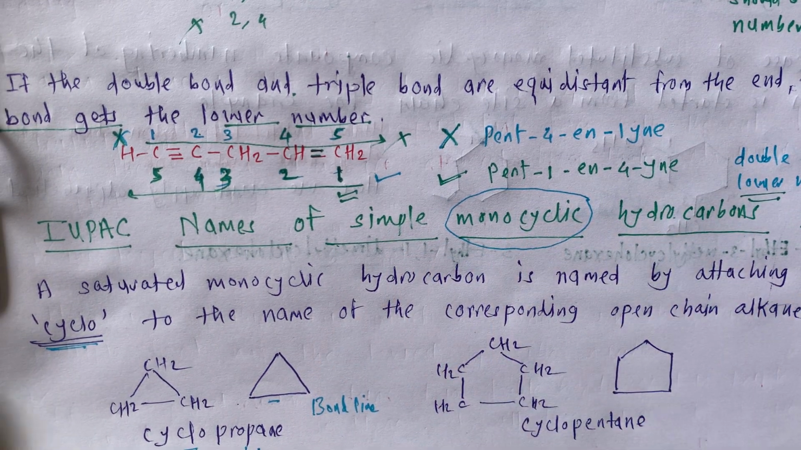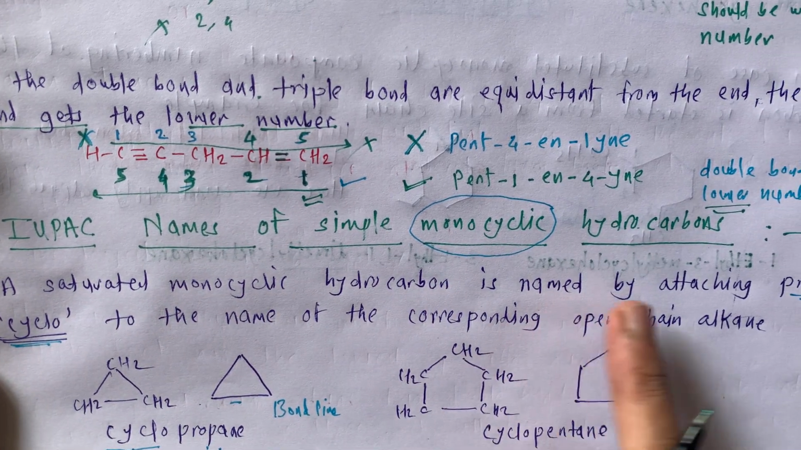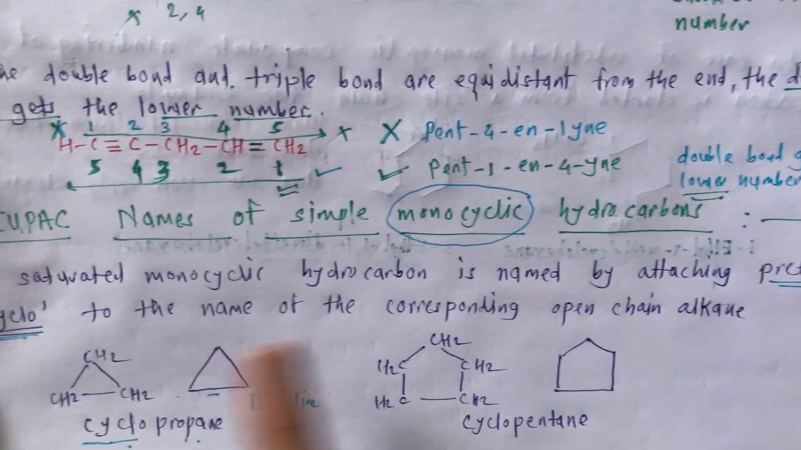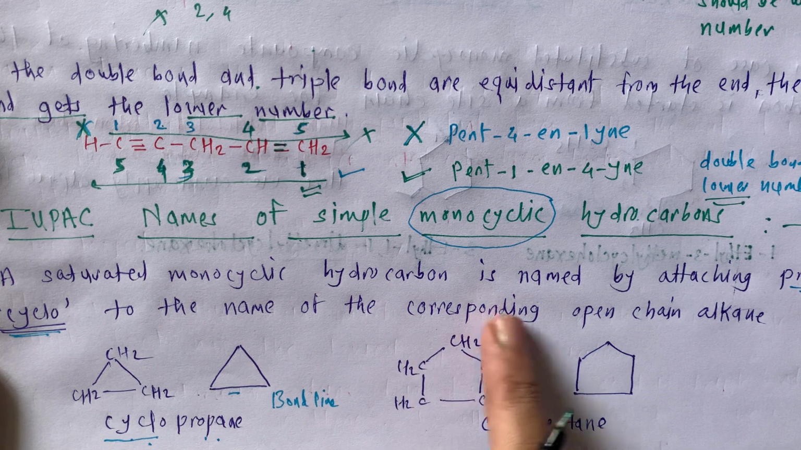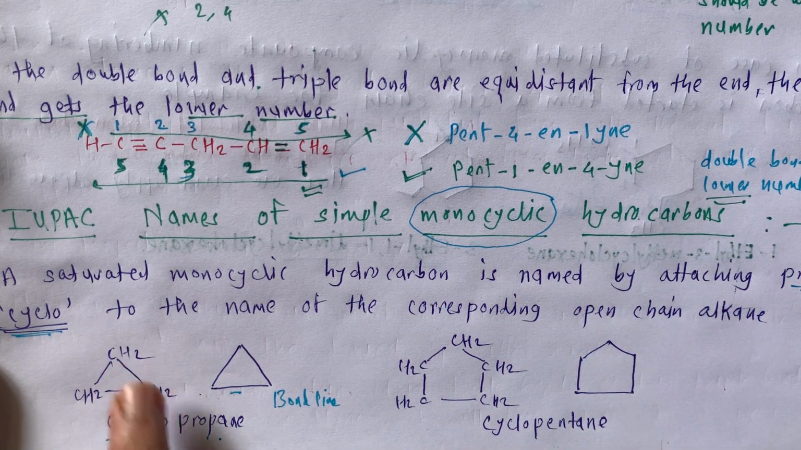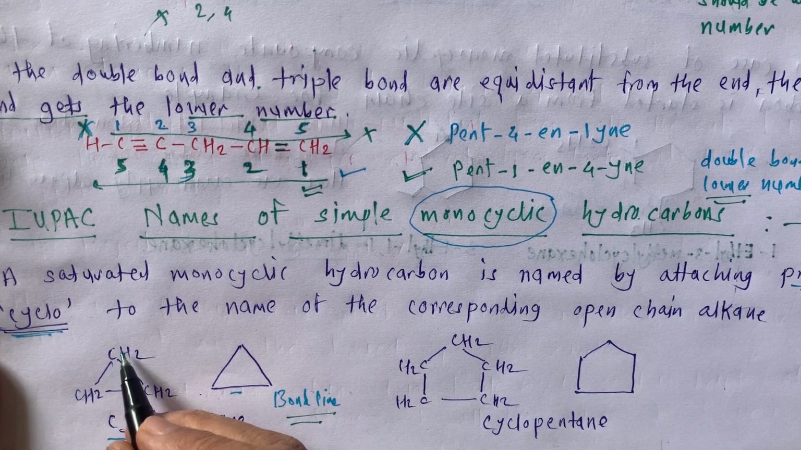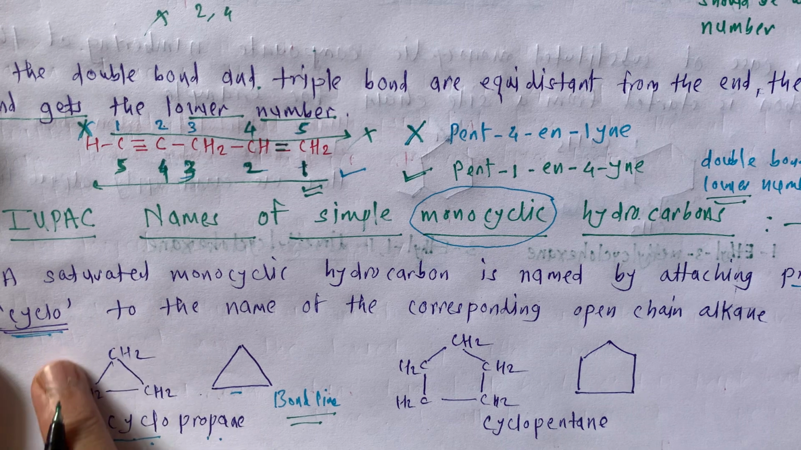Simple monocyclic hydrocarbon. The saturated monocyclic hydrocarbon is named by attaching the prefix cyclo to the name of the corresponding open chain alkane. So see here, 1, 2, 3. So this is the bond line formula. But now these 3 carbons are attached to each other in a cyclic manner. When there are 3 carbons, the parent hydrocarbon is propane, but they are arranged in a cyclic manner.